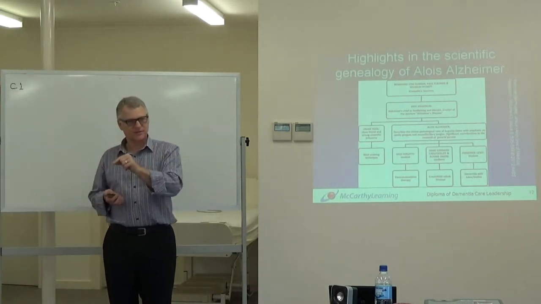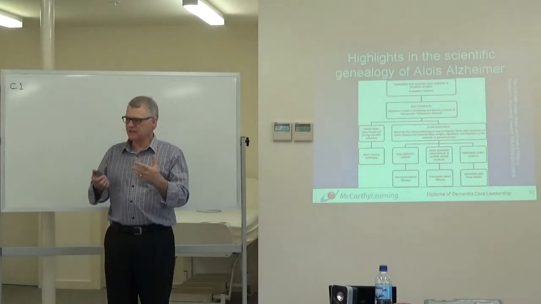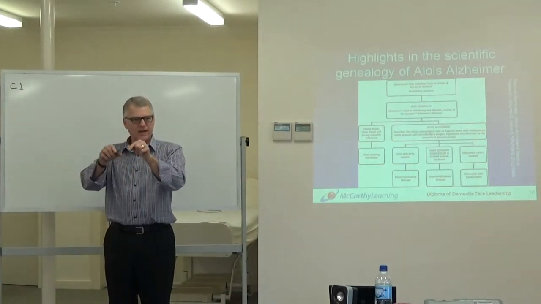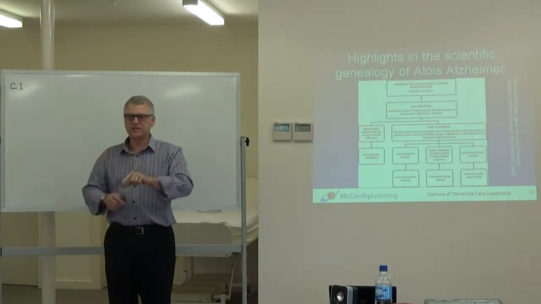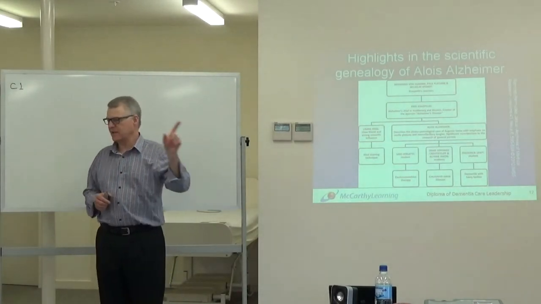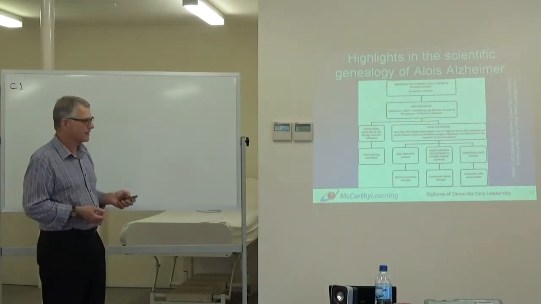It was the development of the staining technique and the development of the microscope that enabled him to identify the plaques and the tangles. So without those two things, the developments of Alzheimer and his insights into the fact that these unusual brain phenomena on his slide were associated with the presence of these symptoms. That was the connection that he made that was quite unique. Does that make sense?